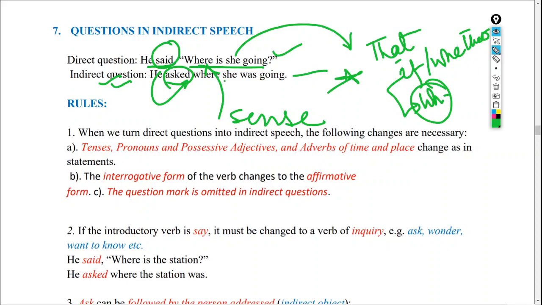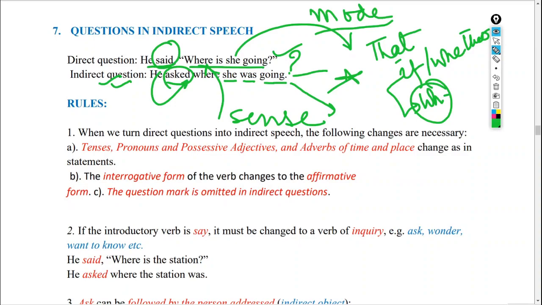where she was going. Another thing that you will notice is that the sentence was in the interrogative mode, and this interrogative mode will have to be changed into assertive mode. It means there will be no question mark as there is in the direct narration. In the indirect one, the question mark will be changed into a full stop.